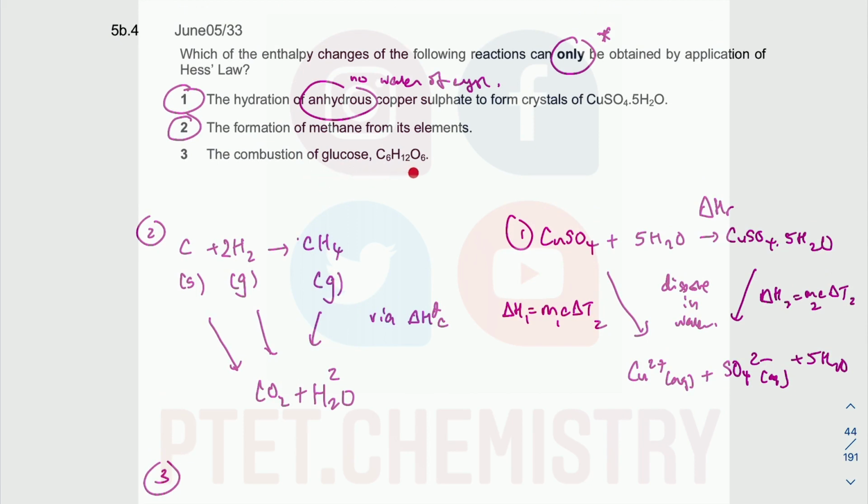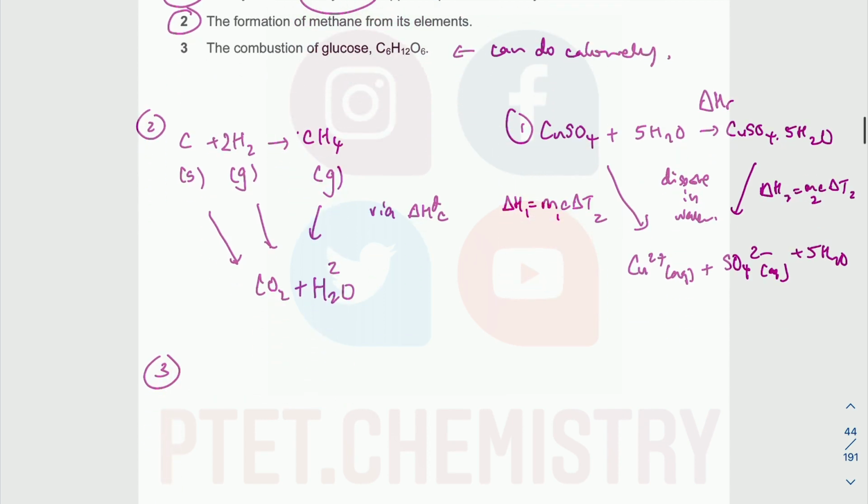Whereas the next part, which is the combustion of glucose, in fact a lot of organic compounds, you can get their enthalpy change of combustion by doing calorimetry. Calorimetry alone will be enough. This can happen in a paper 3 or even a paper 5 setting, where you have combustion. I can't draw very well, but you can have the combustion of the glucose, and then you burn it.